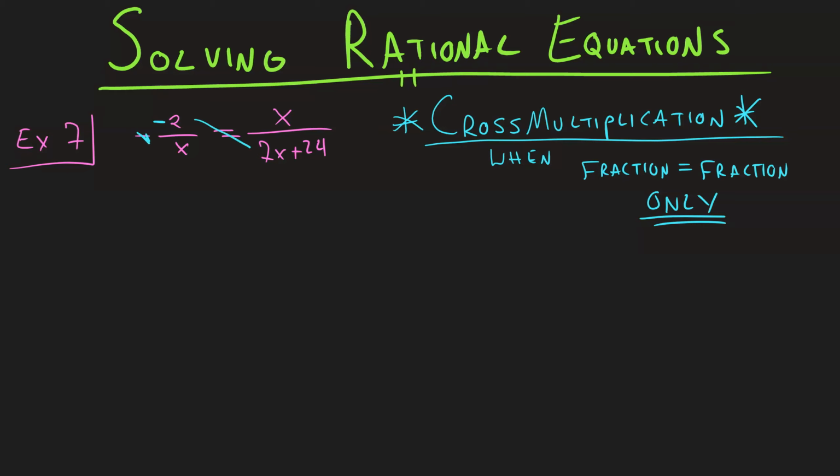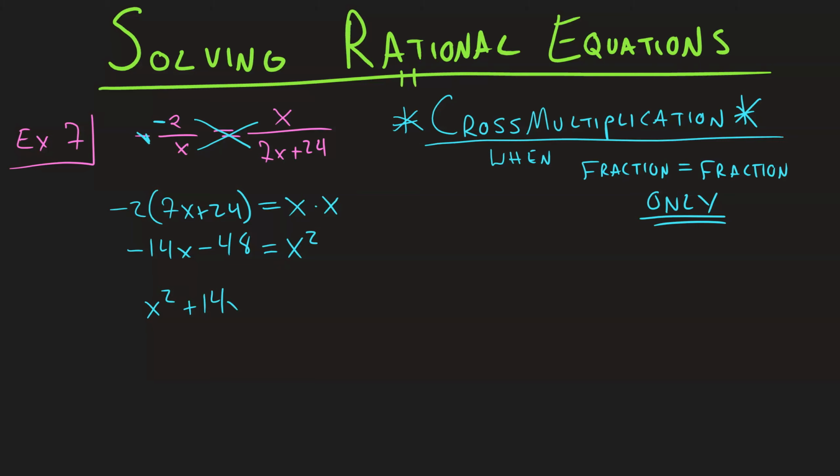So I'm going to go ahead and cross multiply now. So I will have negative 2 times 7x plus 24 equal to x times x. So this is actually going to end up being a quadratic equation, because this will end up being negative 14x minus 48 is equal to x squared. I'm going to go ahead and add the 14x and 48 over to the other side and reverse the equation a little bit. So we get x squared plus 14x plus 48 equals 0.